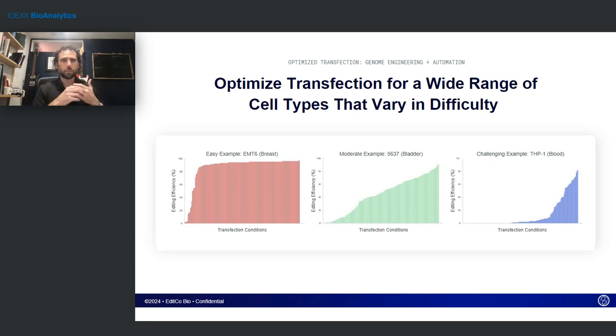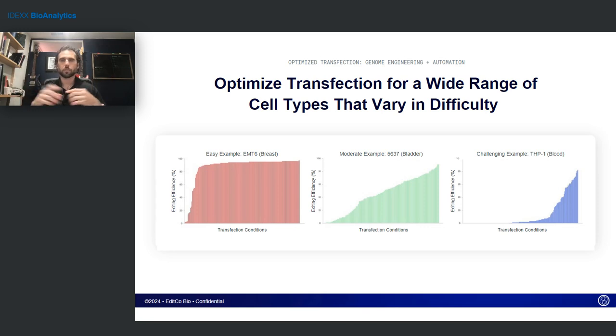And here you can see a few examples of this optimization and how we've been able to generate this through this highly automated platform. So EMT6 is known to be a relatively easy cell line to work with, and as you can see, we've been able to identify probably well over 100 conditions that work with this specific cell line on the panel on the left. However, 5637 is a moderately difficult cell line to work with, but as you can see in the graph in the middle, we've been able to identify many optimized conditions that work well with this cell line.